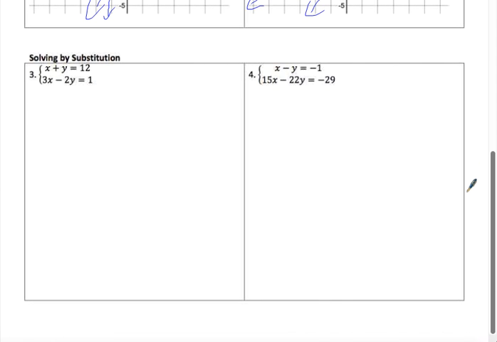So one way to solve algebraically is through the method of substitution. What we're going to do when we solve by substitution is isolate one variable, so solve for one variable, and substitute into the other equation.